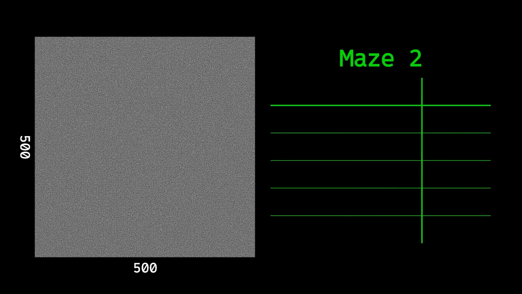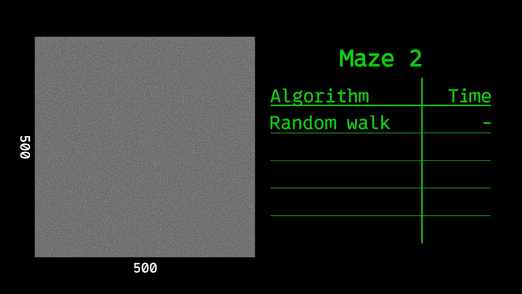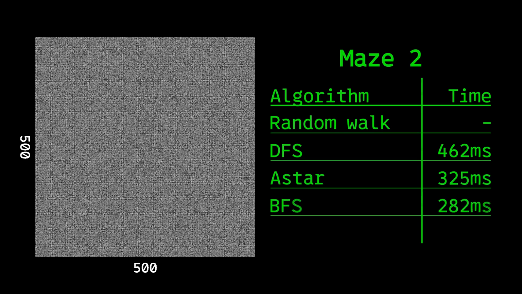Now things get interesting. The next maze is 25 times bigger, a massive 500 by 500, and the random walker, it never finished, not even close, but the other algorithms stepped up to the challenge. Here are their times.